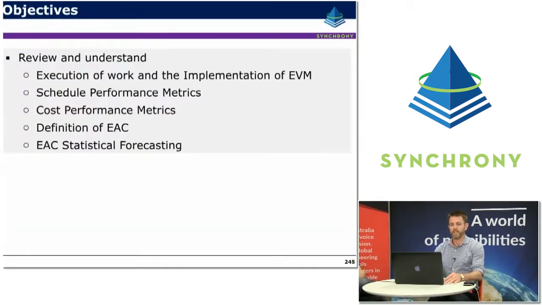So the objectives of this section are to review and understand execution of work and implementation of earned value management, schedule performance metrics and how to understand and interpret them, cost performance metrics and how to understand and interpret them, the definition of estimate at complete, or EAC as it's referred to, and some of the techniques that can be used to come up with statistical forecasts, or I guess guiding arithmetic that you can use just to check and get validation that your EAC that you've come up with is adequate.